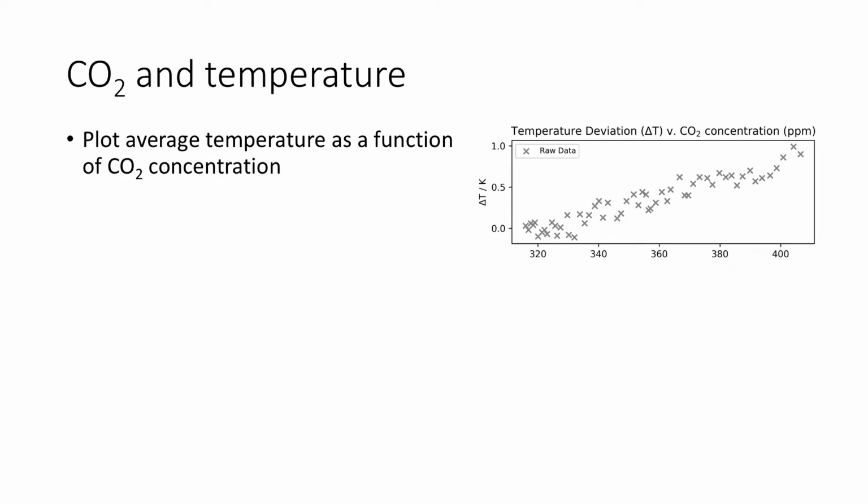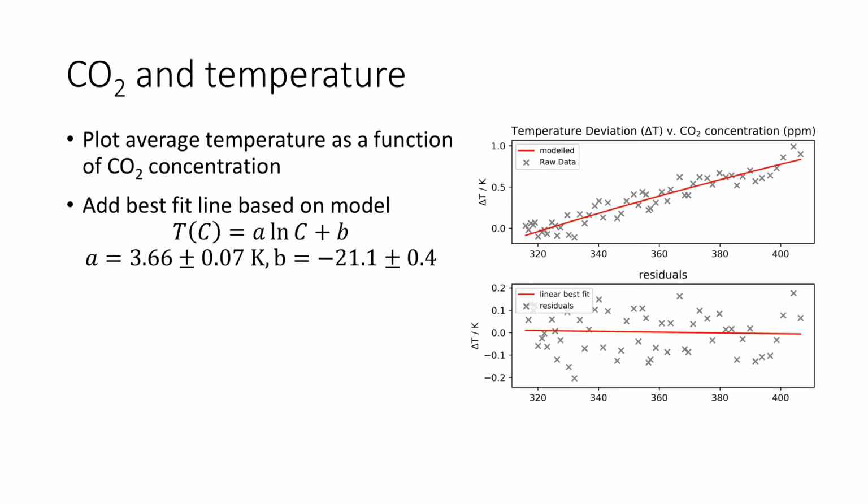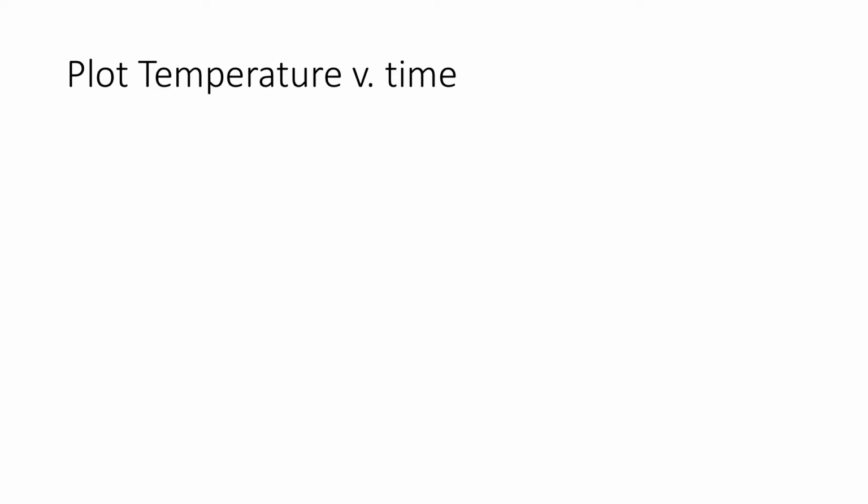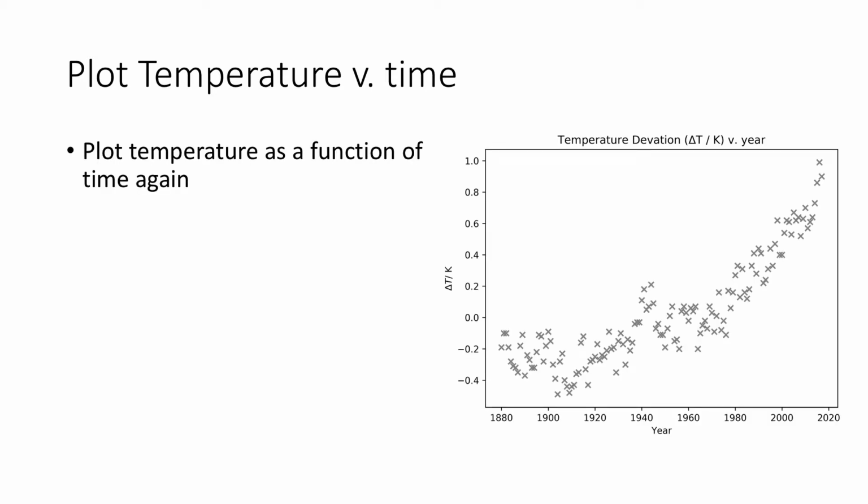Now, to test our model, we can plot the temperature deviation against carbon dioxide concentration, and we do a least squares fitting of the model on the data to get our fitting parameters. A very basic analysis of the residual showed that this is a reasonable fit. Now, there are more sophisticated and more correct methods to test the fit, but this video is already getting a bit too technical. So now we've established the relationship between carbon dioxide and temperature, we can stick our model on the plot of temperature against time, and we still find a pretty good fit.